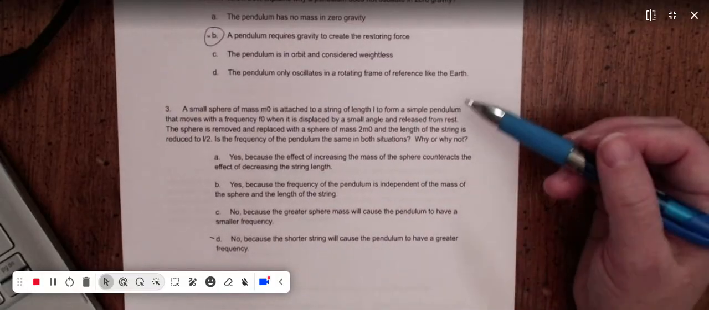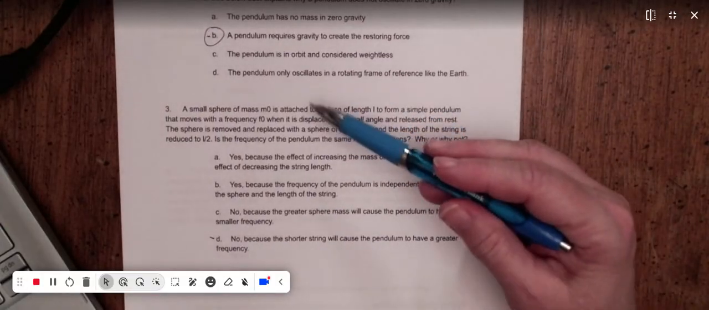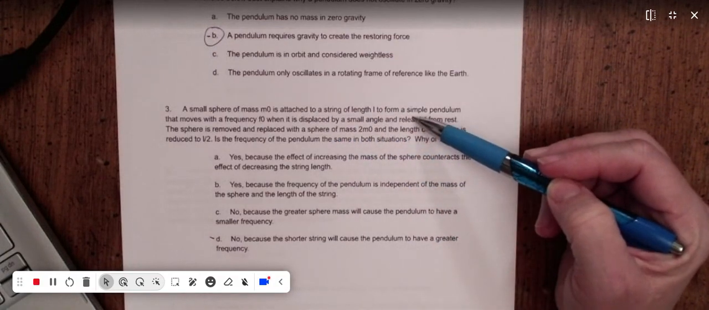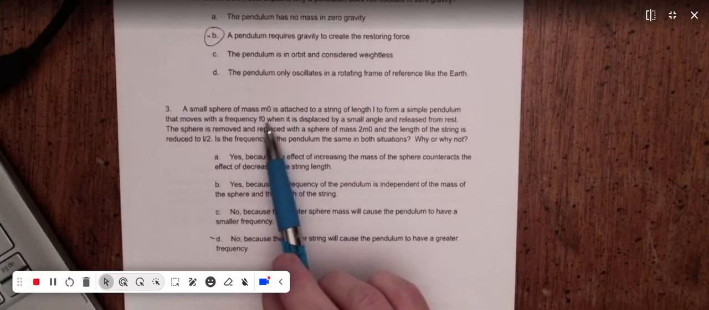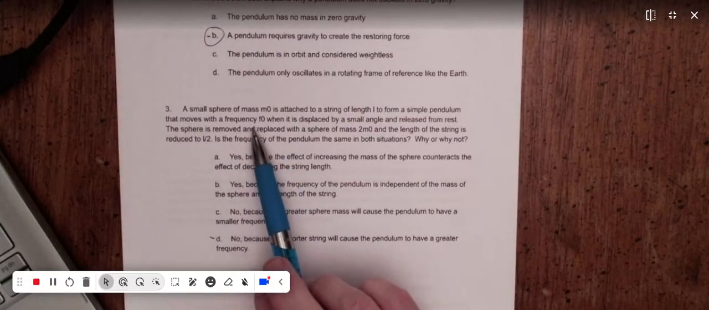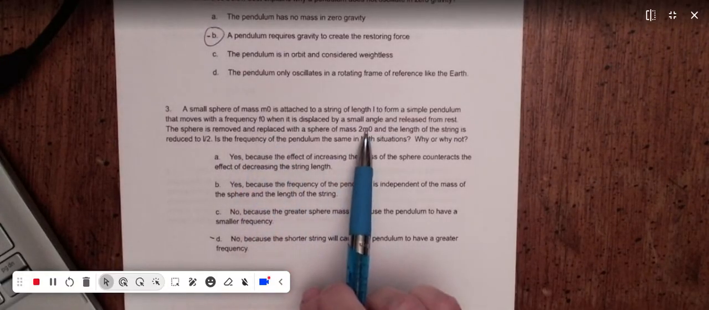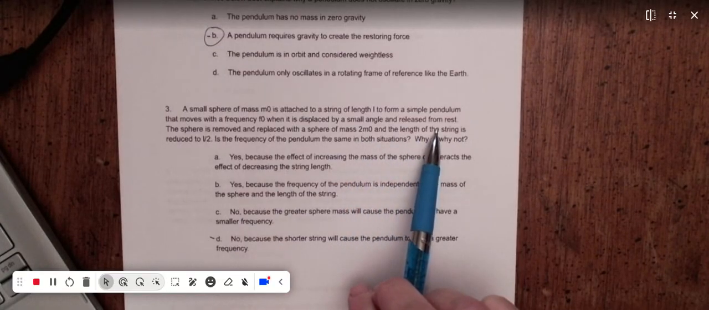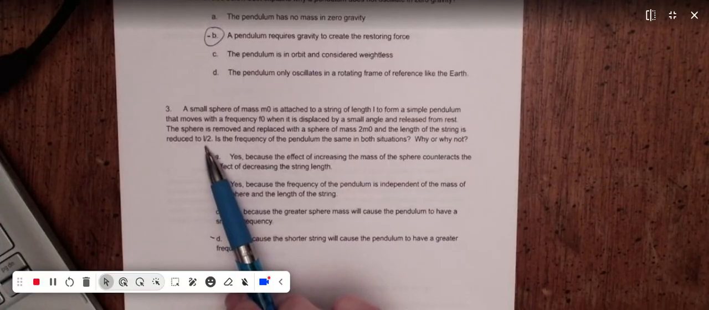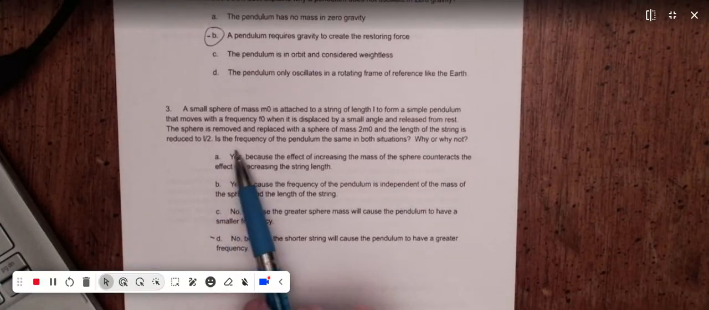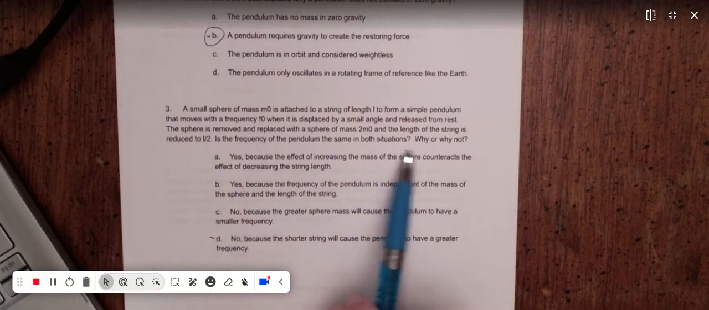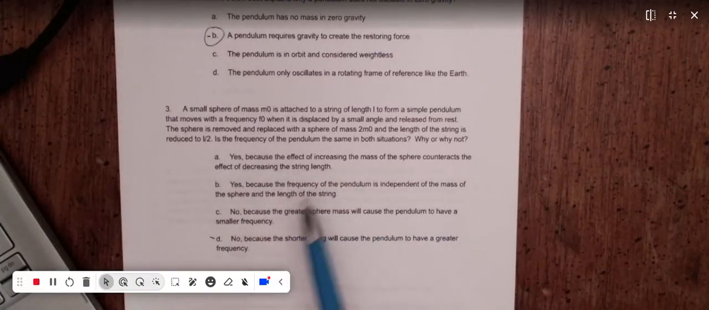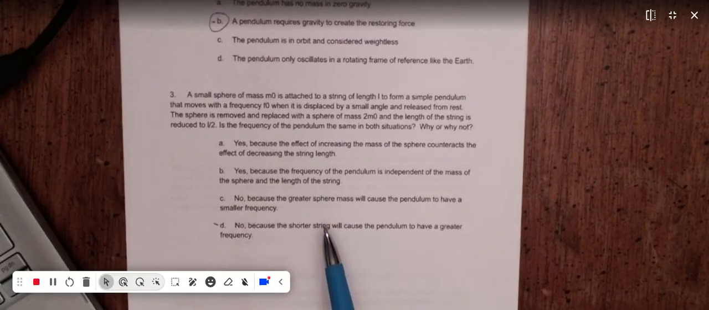Okay, a small sphere of mass M is attached to a string of length L, so we've got a simple pendulum with a frequency of f naught. Then we're going to replace that sphere with one that has twice the mass. And we're going to replace the string, so it's going to be reduced to half of the original length. Is the frequency the same? Okay. So this is where they've got a few different choices here.